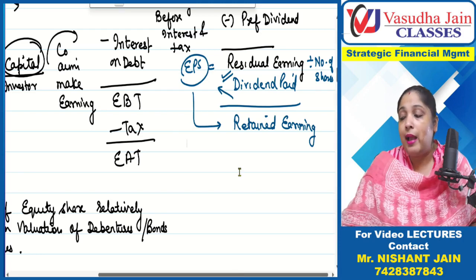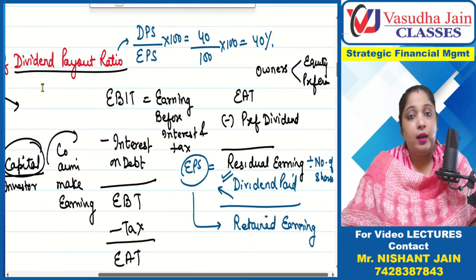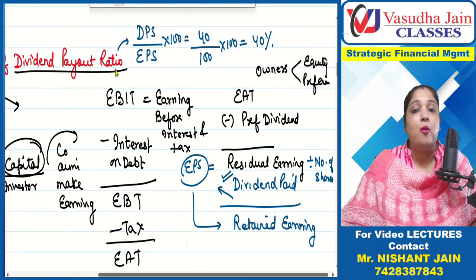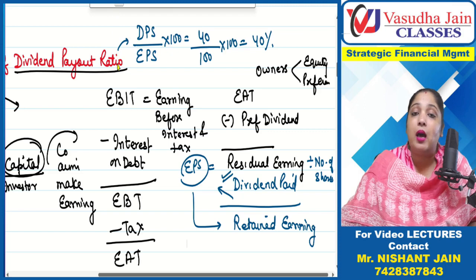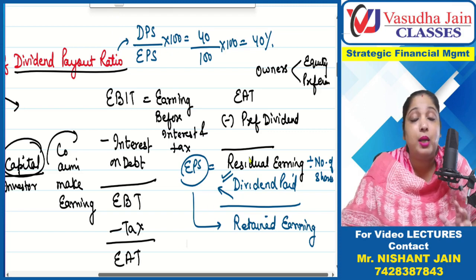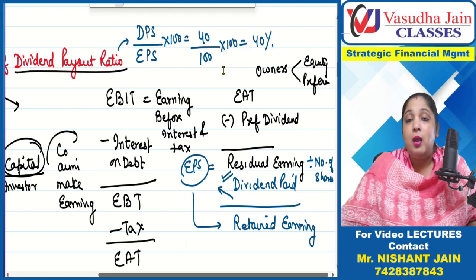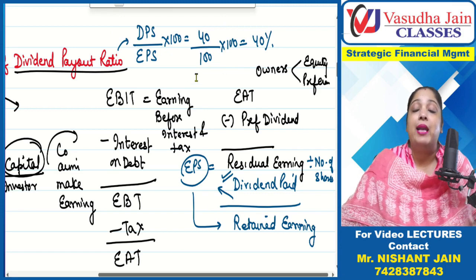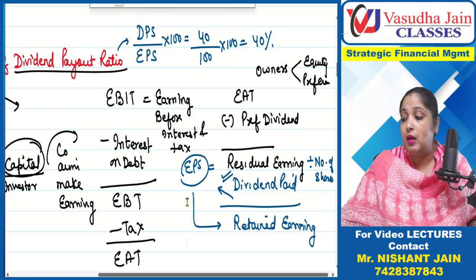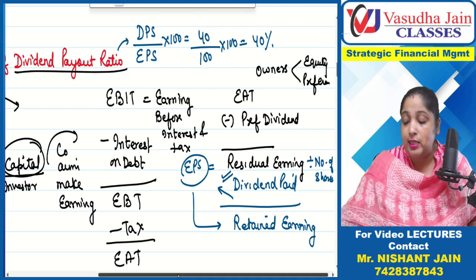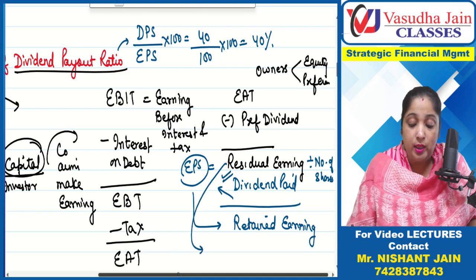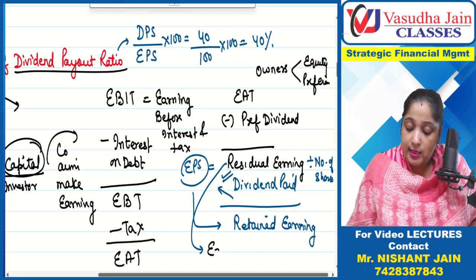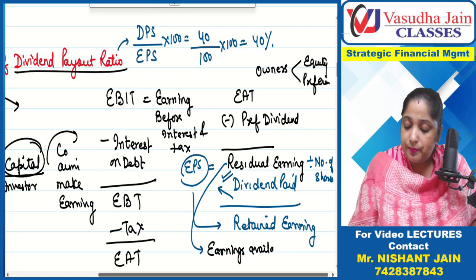Okay, so coming back, you have understood what is dividend payout. Dividend payout formula is dividend per share divided by earning per share, that is, how much residual earning the company has earned, into 100. Basically, how much proportion of dividend has been paid from the company's earnings of equity shareholders. This residual earning can also be termed as earnings available for equity shares.